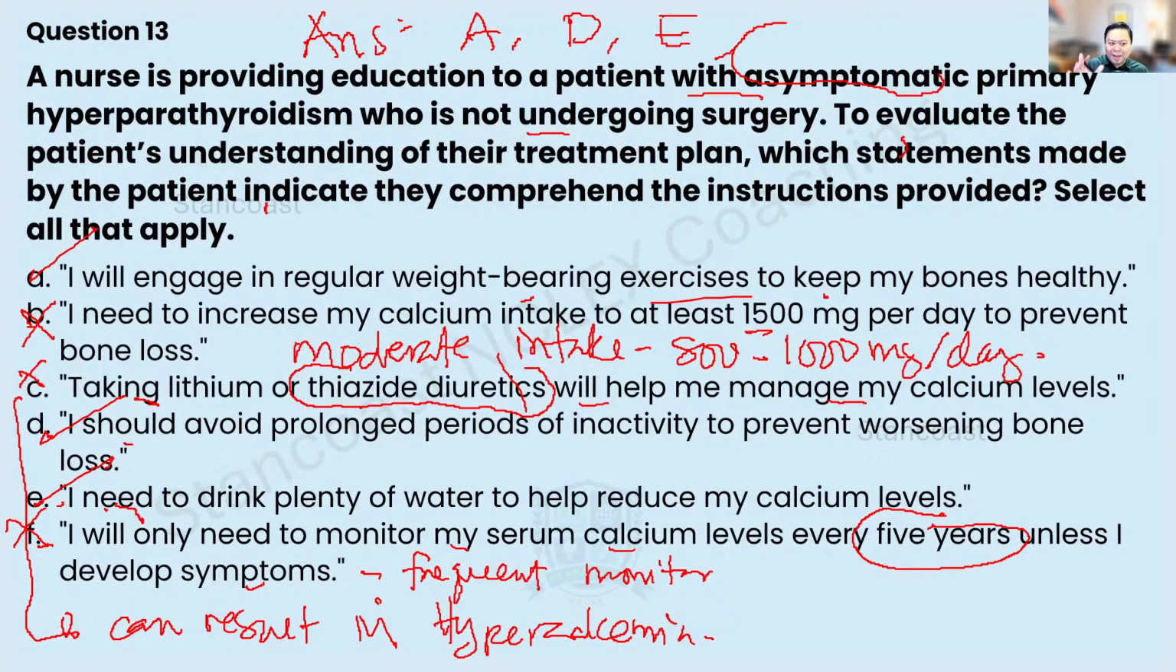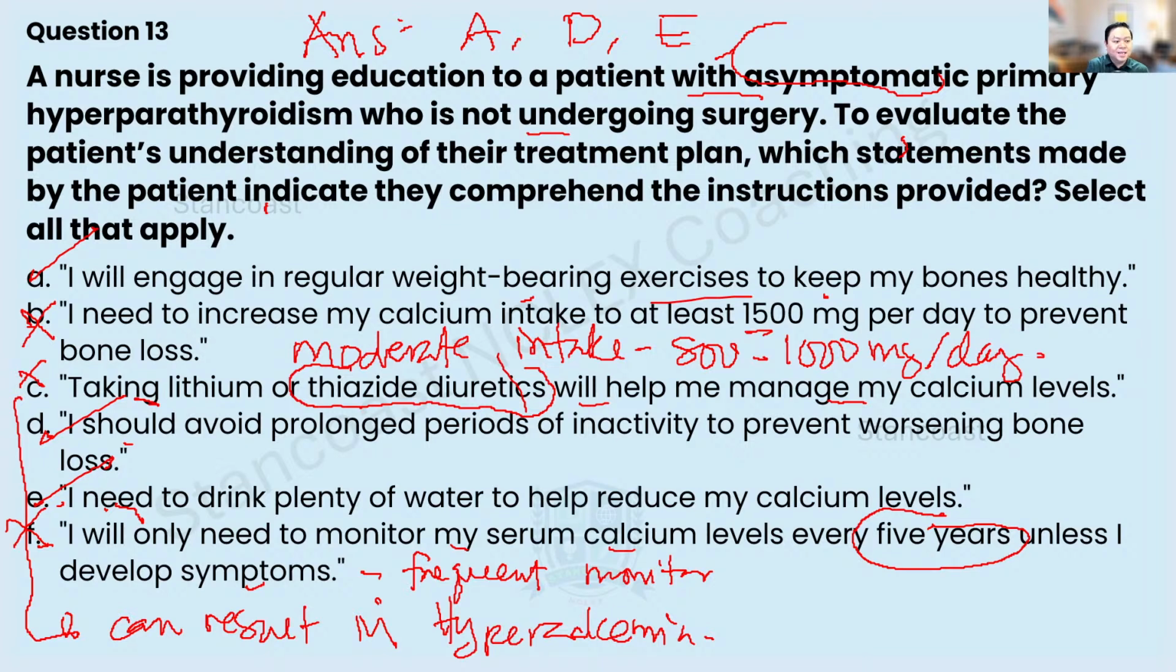Again, wrapping this up, we need to encourage weight-bearing activity for this patient to prevent bone loss or bone resorption. We are also going to have the patient avoid prolonged periods of inactivity. They should be adapting a much more active lifestyle, and they need to increase their fluid intake to dilute their blood, and this will also prevent the calcium stone formation.